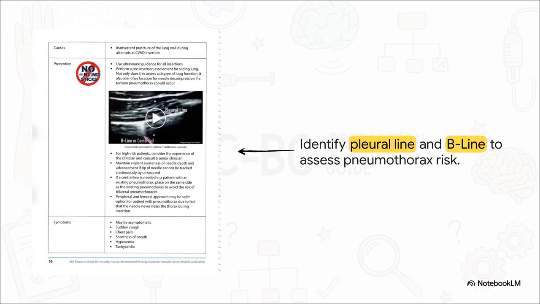Speaking of complications, the exam is going to push you hard on your ability to recognize adverse events. What if you get an inadvertent lung puncture during an insertion attempt? You have to know how to grab that ultrasound and assess the damage. You're looking for the pleural line. You're checking for lung sliding. Spotting a B line or comet tail artifact is how you evaluate the risk and presence of a pneumothorax. Quick, decisive recognition right here is absolutely vital.